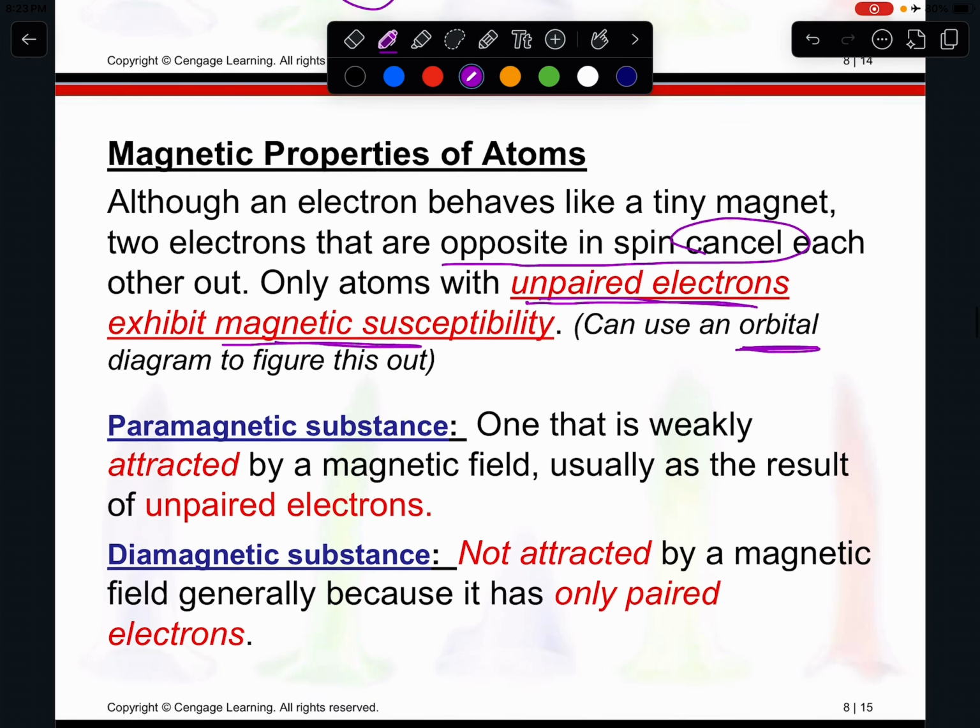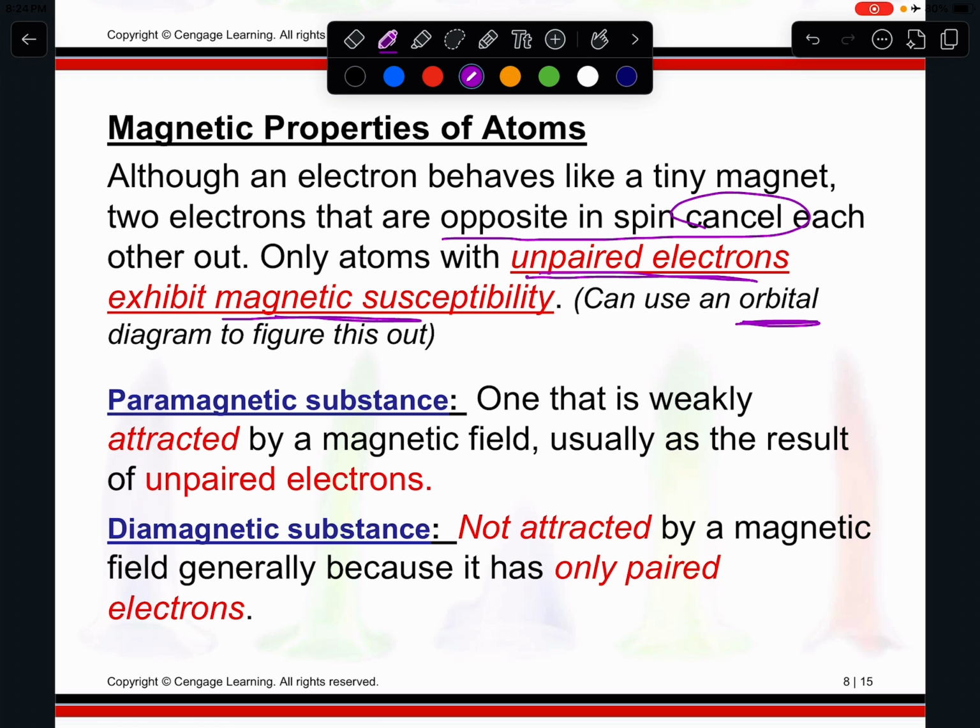So we have two terms. We have paramagnetic and we have diamagnetic. Paramagnetic is one that is weakly attracted to a magnetic field because there are unpaired electrons. Okay, so we say this is magnetic. And diamagnetic is not magnetic. It's not attracted by a magnetic field because there are only paired electrons. Okay, only paired. So again, every one of them would be an up and a down arrow. Whereas the paramagnetic, you would see some that are maybe only one up or one down, depending on what way you've done it. So let's practice this.